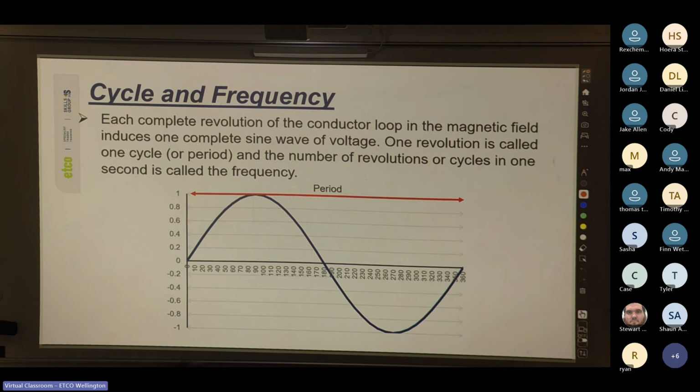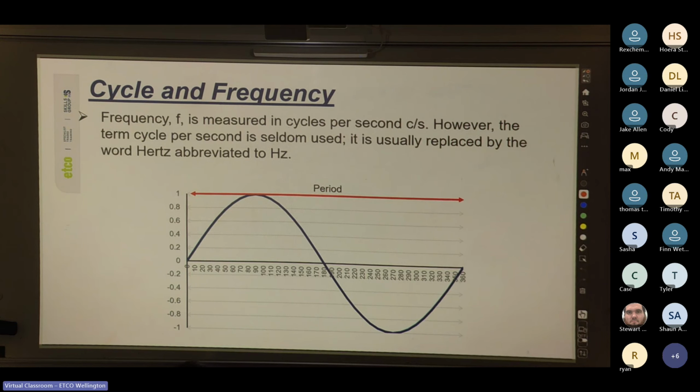So frequency is measured in cycles per second, or C per S. However, the term cycle per second is seldom used, and is usually replaced by the word hertz, abbreviated to Hz. If we think about 50 hertz in New Zealand, that's 50 cycles. So it's going positive and negative 50 times, so the voltage and current are changing directions 100 times per second. But we don't think about that change. We just think about one complete sine wave, and that's how we get 50 hertz.